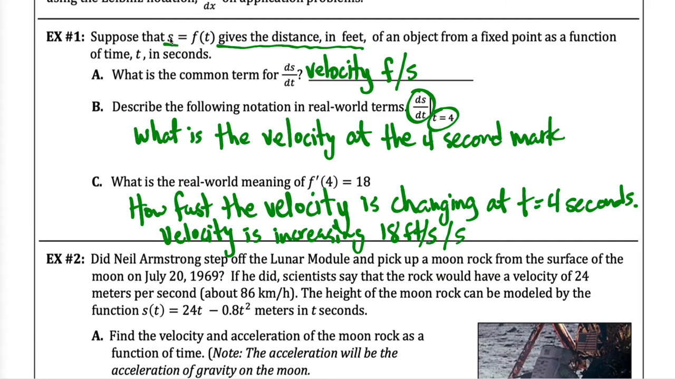F is the same thing as S. S prime is the same thing as ds dt. So what I could do to fix this mistake is, it's how fast the distance is changing at t equals 4. So instead of saying velocity, I'll say the distance is increasing at 18 feet per second. And then it's fixed as if it never happened.